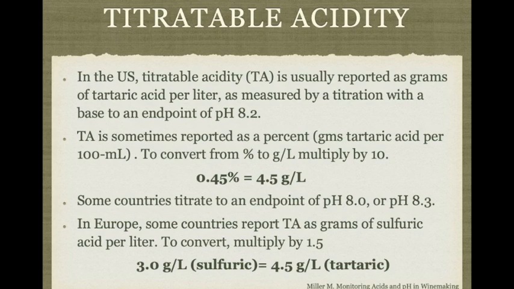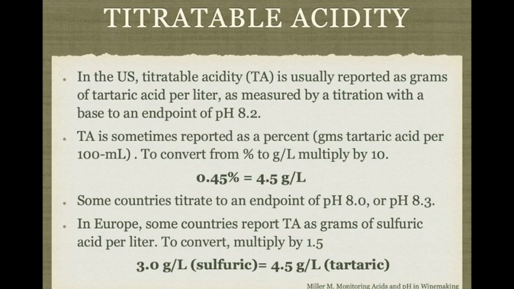Now, sometimes it's reported rather than grams per liter, more of a percent, grams per 100 milliliters, and so that's reported as a percent. This can get confusing, but it's really very easy to correct for. If you see it as a percent, just multiply it by 10 to move the decimal point over by one spot, and then you'll get the titratable acidity in grams per liter. Now, in some countries, they titrate to an endpoint of 8.0 or 8.3, but these are close enough as to be considered interchangeable and to be equivalent.